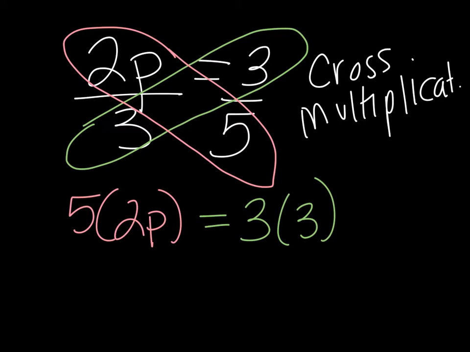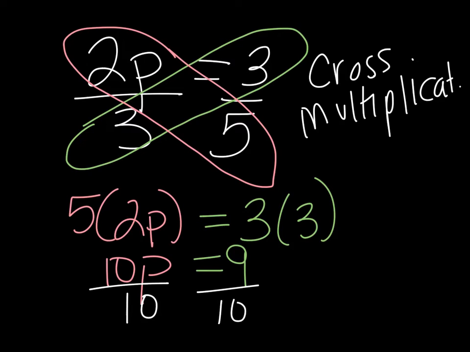Okay, so 5 times 2 is 10p. 3 times 3 is 9. 10 times the opposite of multiplying is dividing. So my answer P equals 9/10, or 0.9.